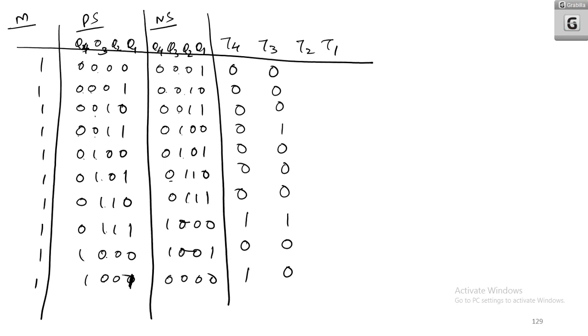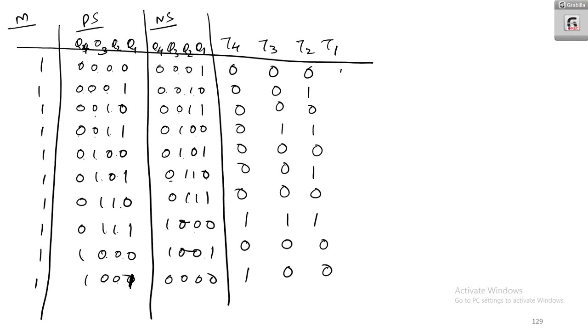Now what is T2? 0 to 0, 0; 0 to 1, 1; 1 to 1, 0; 1 to 0, 1; 0 to 0, 0; 0 to 1, 1; 1 to 1, 0; 1 to 0, 1; 0 to 0, 0; and 0 to 0 again it is 0. Now coming into T1, that means you should look for present state Q1 and next state Q1.